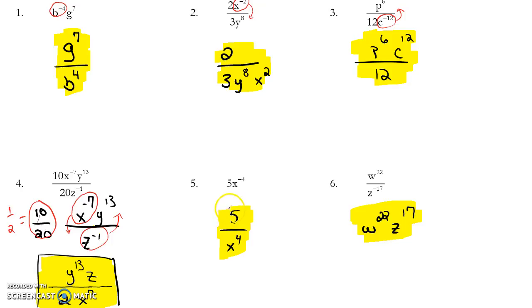Number 5 was similar to number 1 and similar to one of our examples. The negative 4 exponent applies only to x, so the 5 stays in the numerator. X to the 4th goes to the denominator. And number 6, this goes to my numerator. My denominator is technically 1, but like in our example up in the box above, I do not need that denominator.